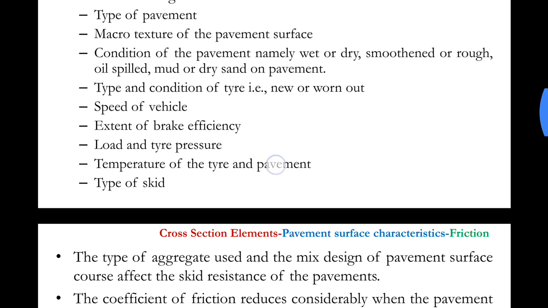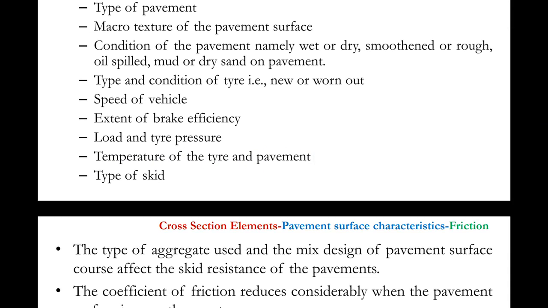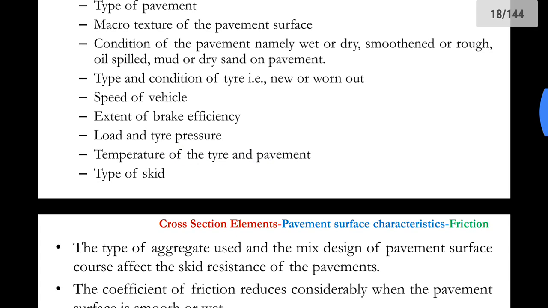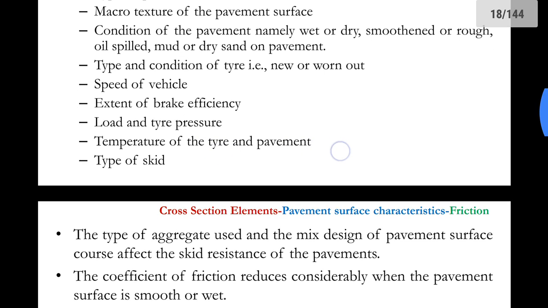Next is temperature of the tire and pavement. When the temperature of the tire, which is made out of rubber, or the pavement, which is made out of either bitumen or cement concrete, rises, there is chances that the bitumen might melt down and become slippery. So we need ideal temperature there, and also the temperature of the tire should not be more, because there are chances of melting of rubber. That would decrease the friction.